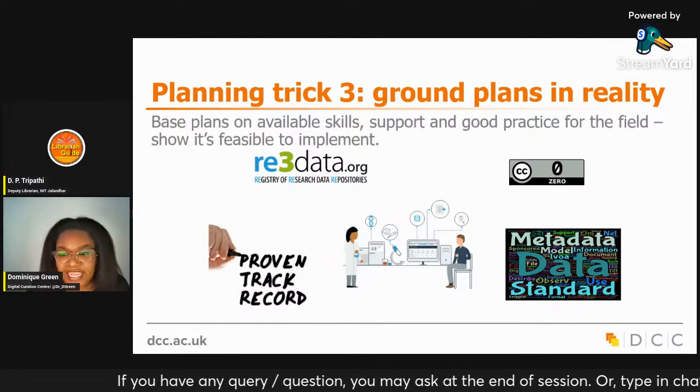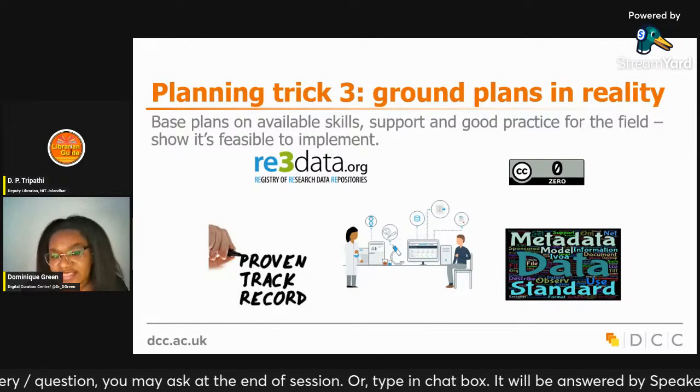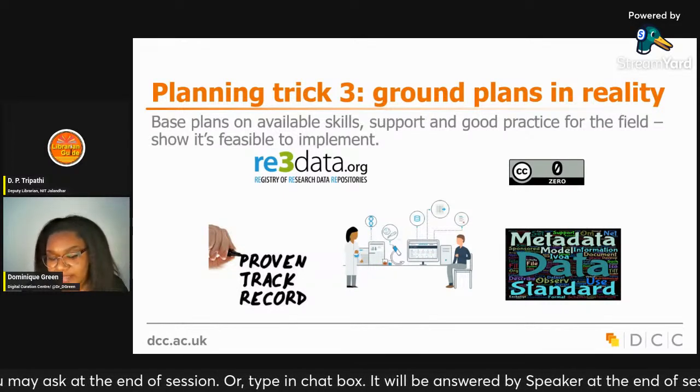So in the data management plan, there shouldn't be promises. It should be: this is what's available and this is what I'm able to do.